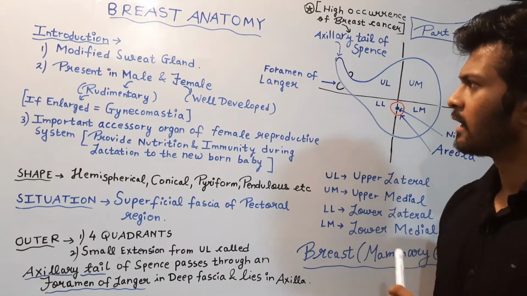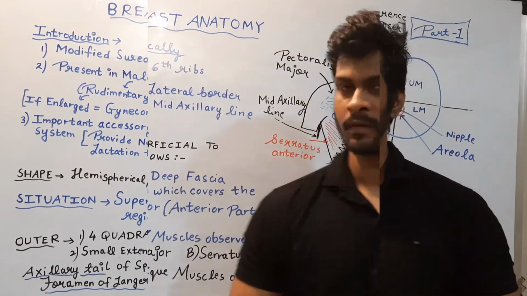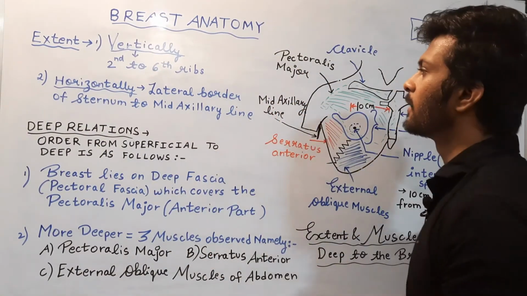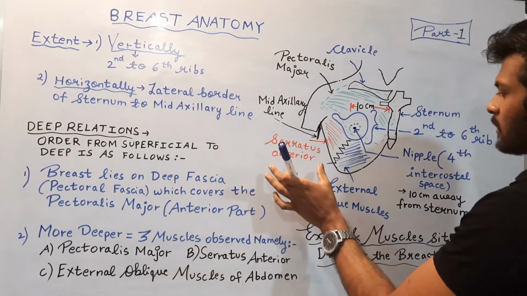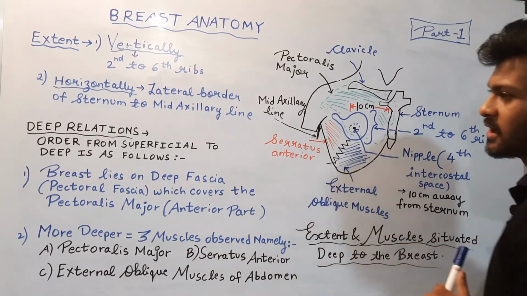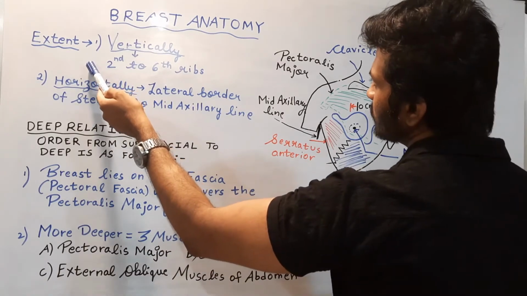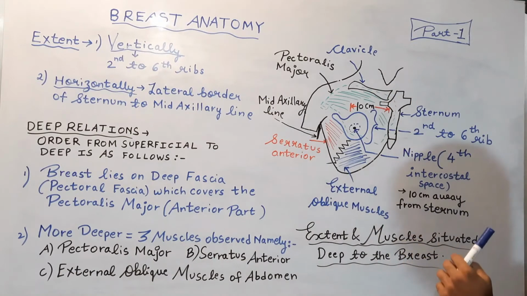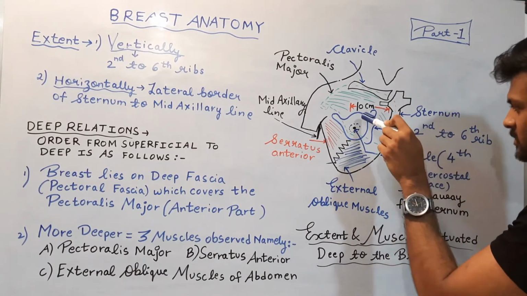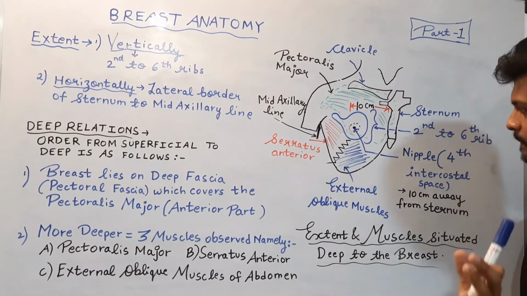Now we will be looking at the extent and deep relations of the breast. If we look at the diagram, I have made this much simpler so that you can understand it better. If we see the extent of the breast, vertically it is between the 2nd to 6th rib. So this is the sternum, this is the breast, and it is between the 2nd to 6th rib.